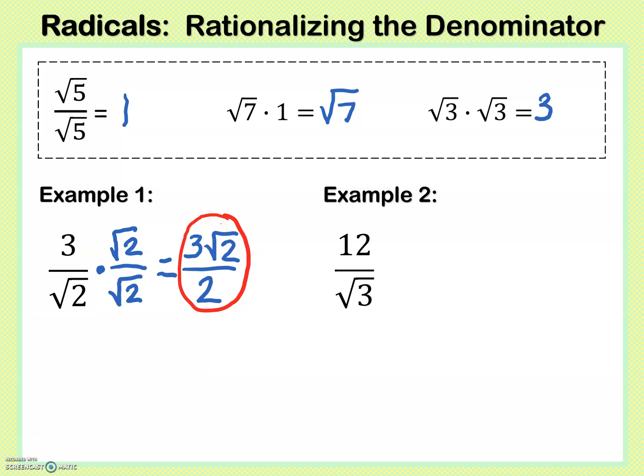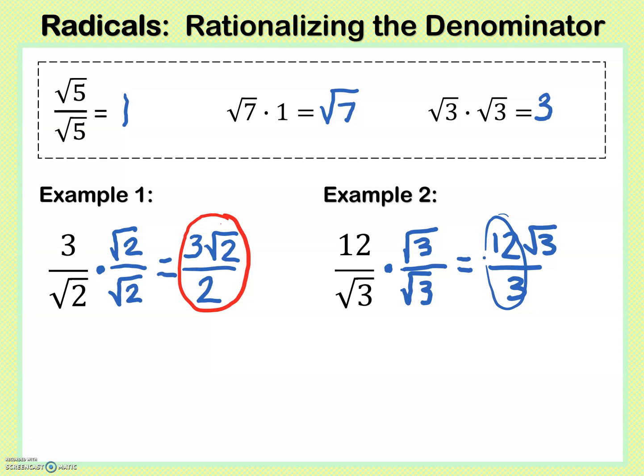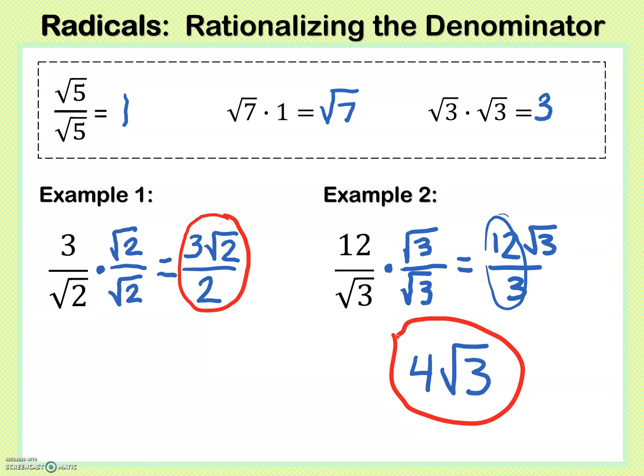All right. You might find an example where you need to do one little extra step though, or multiple, depending on the problem. So in example 2, we're going to do the same exact thing. In order to rationalize the denominator, we multiply by root 3 over root 3, which again is just multiplying by 1, so we can do that. Then when we multiply, that ends up 12 root 3 over 3. But then you might notice that here we have a fraction that can be simplified a little bit further. We know 12 over 3 is just 4. So our final answer to this would just be 4 root 3. And now it's totally simplified.